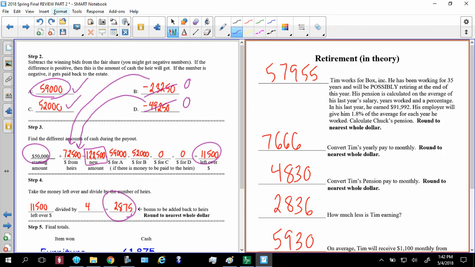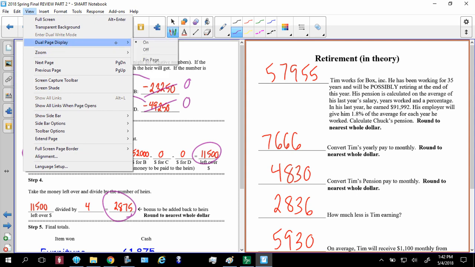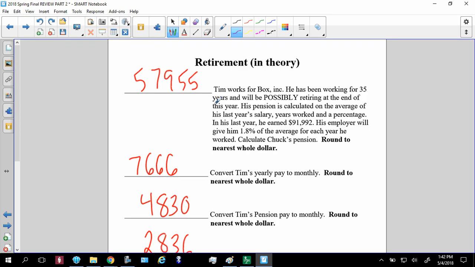All right, retirements. Let me get out of this view real quick. All right. Now, this is all in theory, okay? In reality, there are several different things for retirement, but in theory, Tim works for Box Incorporated. He has been working for 35 years and will possibly be retiring.